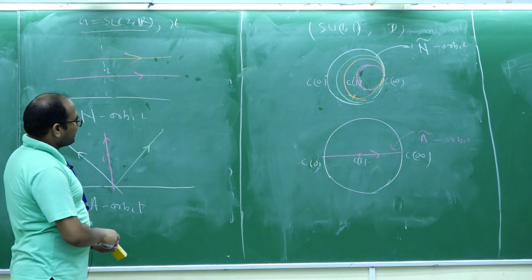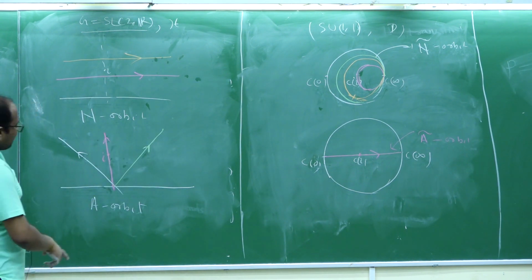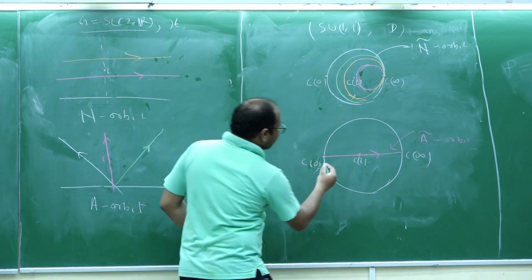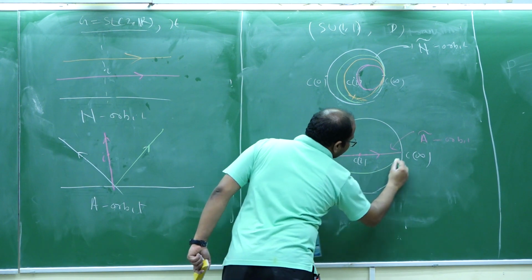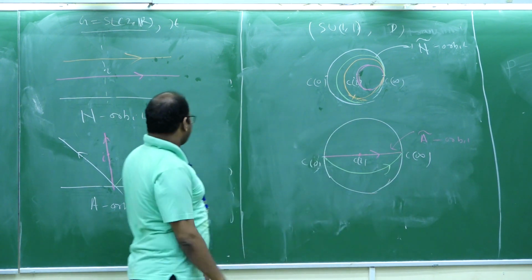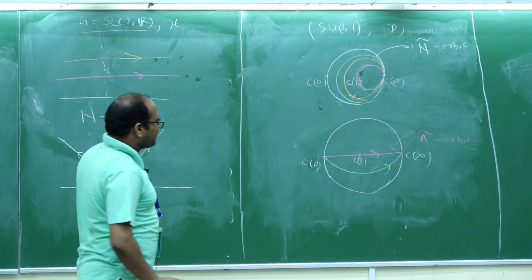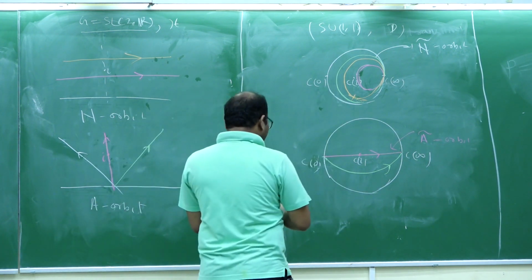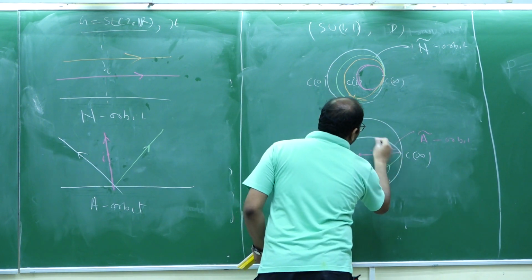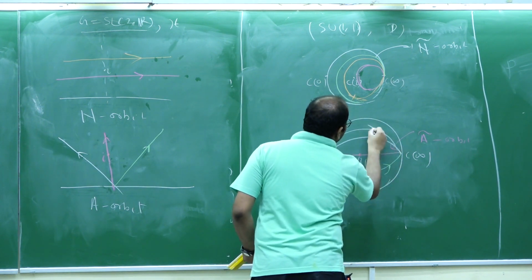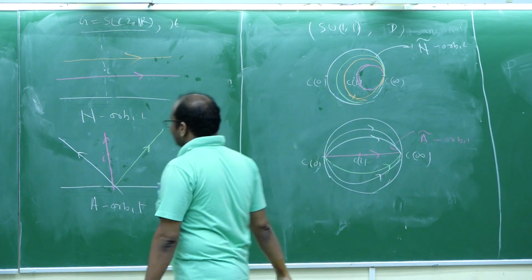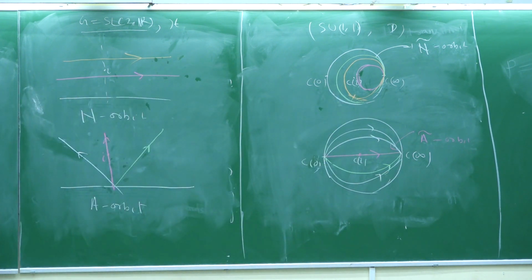Now, similarly, this line actually passes through 0 and infinity. So that will be a circle passing through C of 0 and C of infinity. So that will be... and there is K tilde.